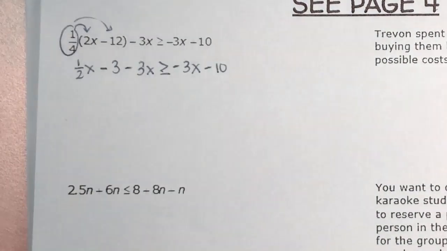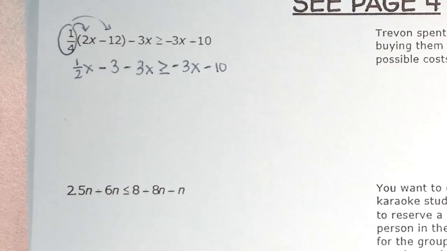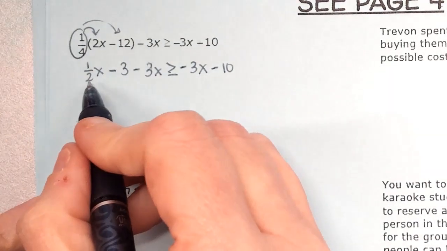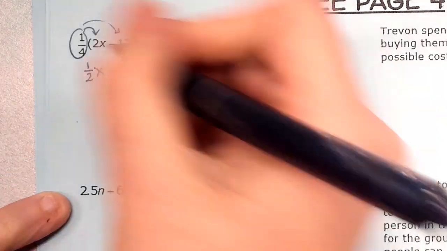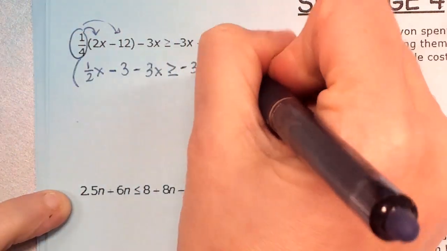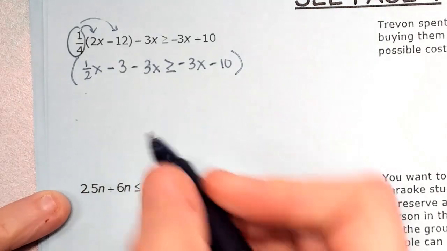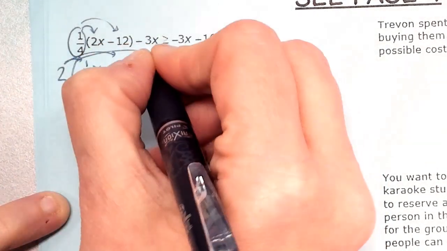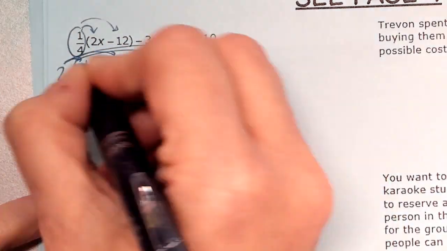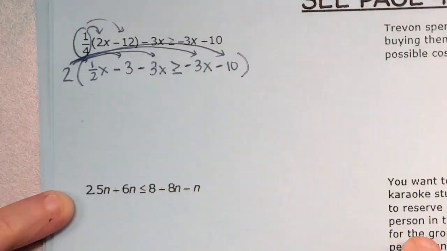Okay? Next step is we hate fractions. So I'm going to get rid of this fraction. The way I'm going to do that is multiply everything by the common denominator. Since I only have one denominator, that's the one I'm going to multiply by. So I'm going to multiply every single thing in here, all of them, by 2.